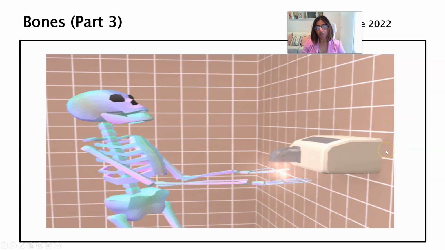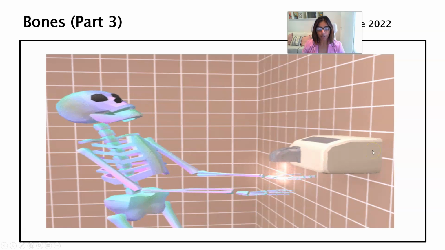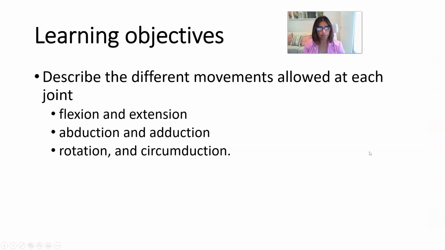Today's lesson is going to be looking at bones, but we're going to be specifically looking at how they move, and that's in association with muscles. Specifically, the learning objectives for today's lesson are to describe the different types of movement at a joint, and these can be broadly categorized as flexion and extension, abduction and adduction, rotation and circumduction.